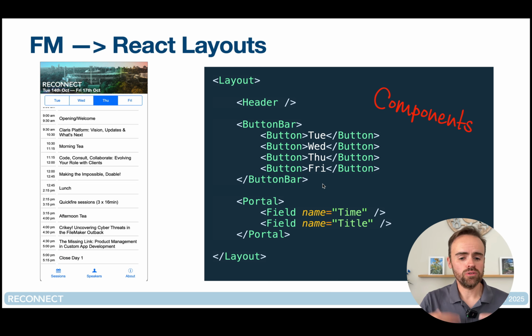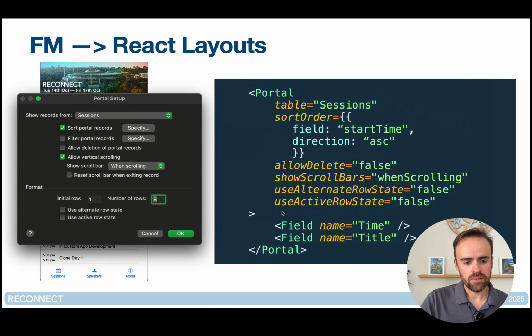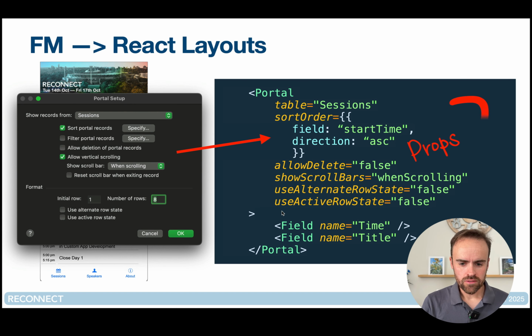So in React, these are called components, and it's kind of like what you've been doing in FileMaker all along with the layout objects. But of course, in FileMaker, you can pass in different options to those layout objects. So this is our portal with our portal setup dialog. And in here, you can pick what table you want to load records from and what sort order they should be in and whether you want that alternate row state, all those different options. And so in React, you pass options in the components with something called props, short for properties. So this might be how, for a portal component, you could set up your properties to tell it what table and sort order and all those similar sort of options.